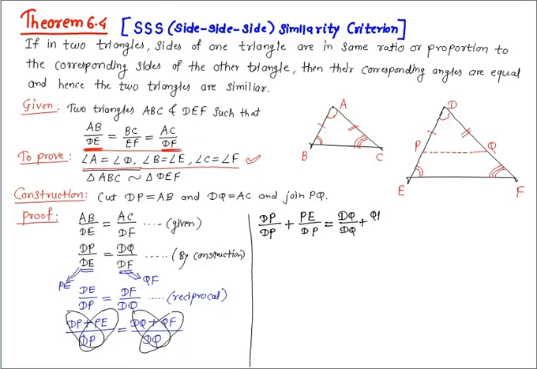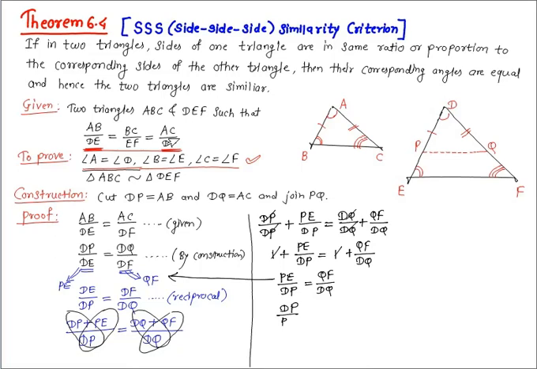DP and DP will get cancelled here. DQ and DQ will get cancelled here. We get 1 plus PE by DP is equal to 1 plus QF by DQ. 1 from both the sides will get cancelled. We get PE by DP is equal to QF by DQ. Now if you see this, we have got PE in place of DE and QF in place of DF. So if we take the reciprocal of this, we get DP by PE equals DQ by QF.